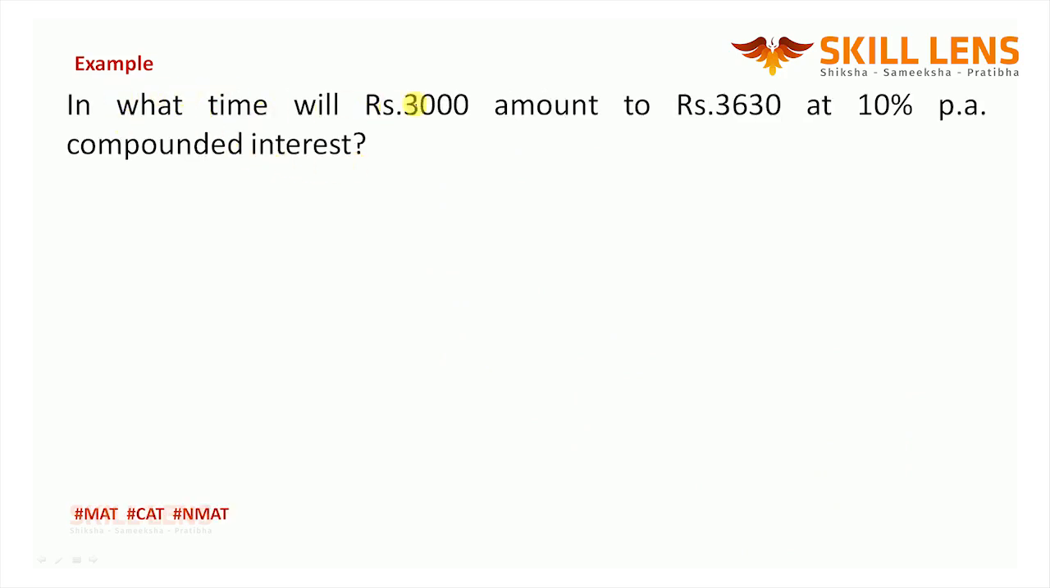In what time will rupees 3,000 amount to rupees 3,630 at 10% per annum compound interest? Guys, at what time? So initially your principal is 3,000. What is the rate of interest? 10%. What is 10% of this particular value? 300. Okay. So your next year, your new principal will become what? Your old principal and your interest.